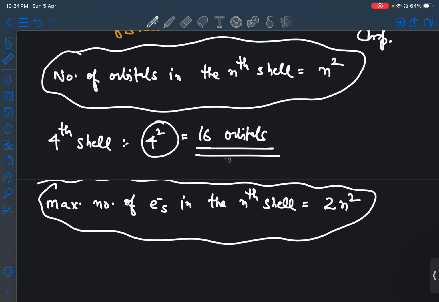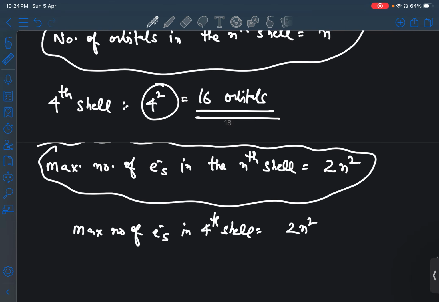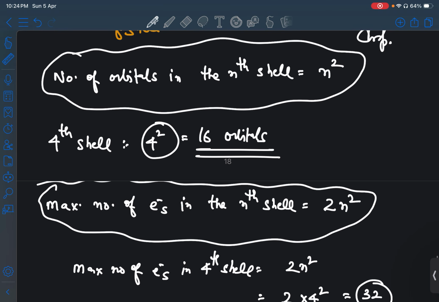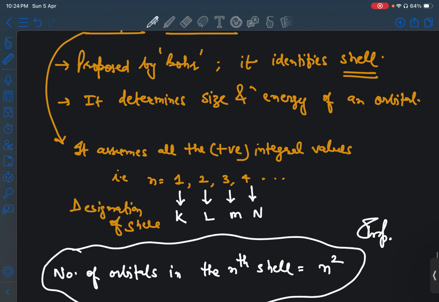So how many total electrons are there in the fourth shell? What would be the maximum number of electrons in the fourth shell? Can you tell me in the chat box? The answer is 2n square, meaning 2 times 4 square, which equals 32 electrons in the fourth shell. So this is how we express the principal quantum number, which tells us the shell. It identifies the shell or orbit.